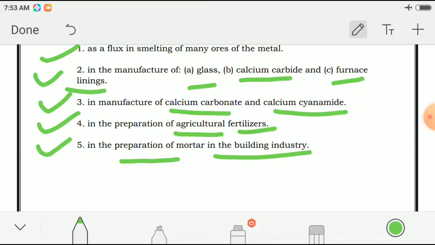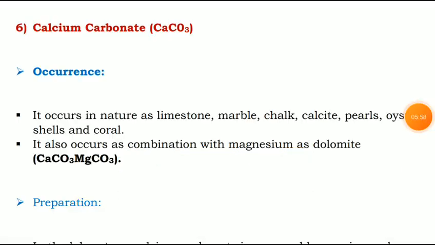Now we will see calcium carbonate. Its chemical formula is CaCO3. First we will see the occurrence. It occurs in nature as limestone, marble, chalk, calcite, pearls, oyster shells and coral. It also occurs in combination with magnesium as dolomite, that is CaCO3·MgCO3.